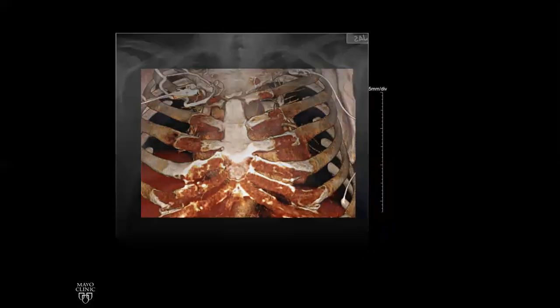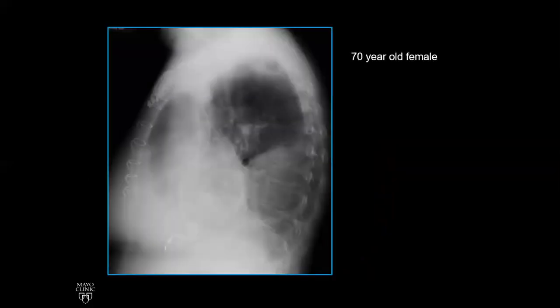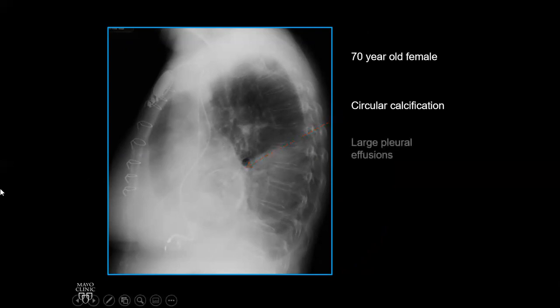We're going to come around to the front. Different patient now. We have a 70-year-old female. And we can see that there's a circular calcification here. It's all round. Patient has large pleural effusions.